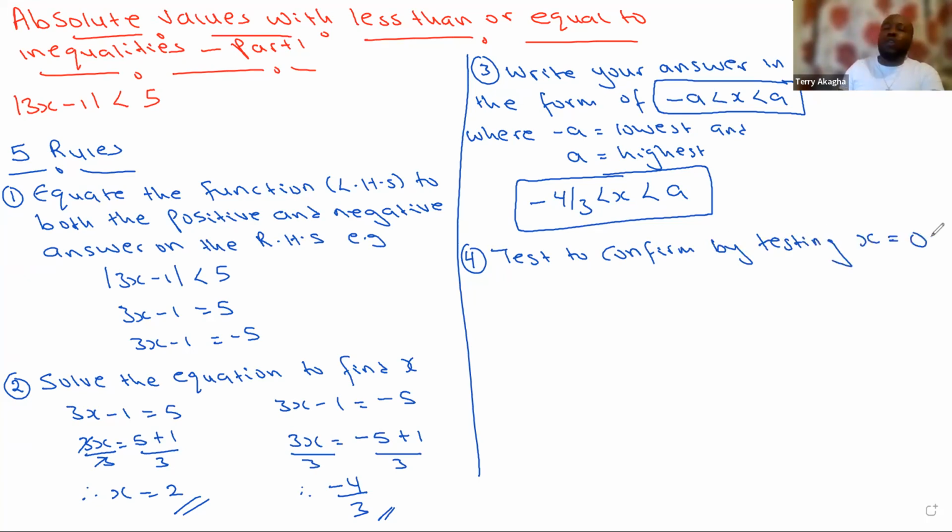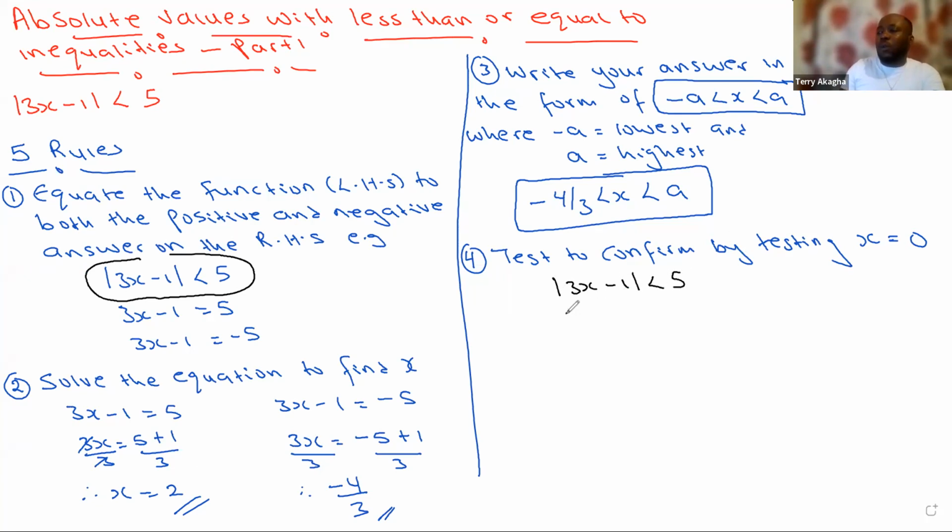So usually they want to know if x is part of the solution. So basically you just go back to the original equation. The original equation we had here, which was |3x - 1| < 5. So you just come back here and put in |3x - 1| < 5.